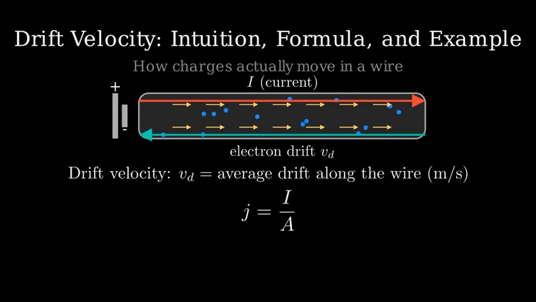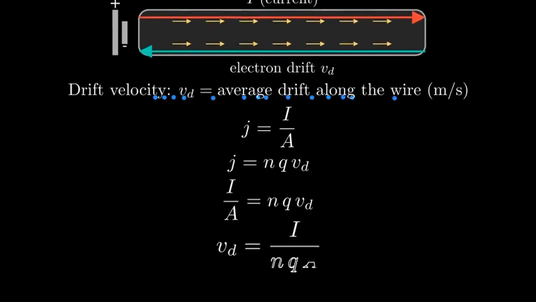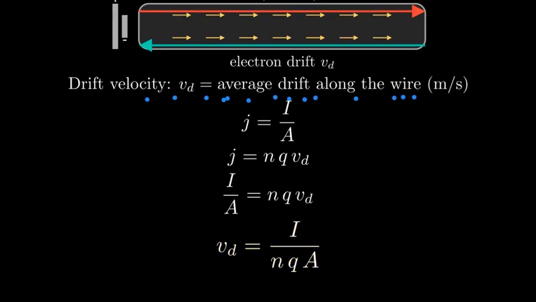In circuits, we use current density, J, which is the current I divided by the cross-sectional area. At the microscopic level, current density equals n times q times v_d, where n is the number of free carriers per cubic meter, and q is the charge on each carrier. Therefore, I divided by A equals n times q times v_d. And so v_d equals I divided by n times q times A.